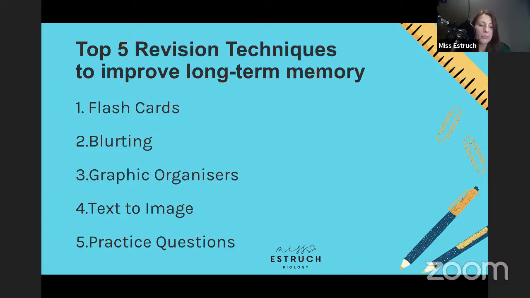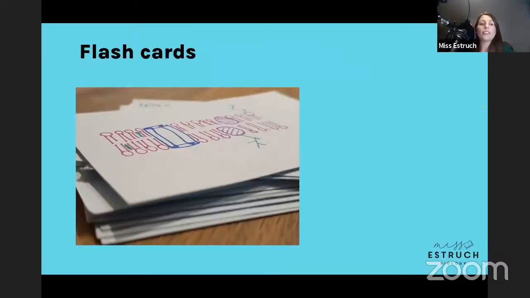How do we manage many subjects at once? Great question. That is what I covered last week. So if you have a look back at the live from last week, that's what I went through: how to make a revision timetable and how you can fit everything in. What is blurting? That's going to be coming up in about 5 minutes. So let's go to flashcards.